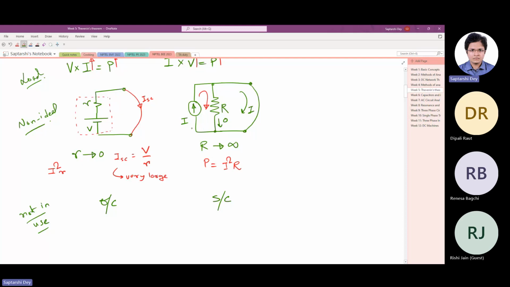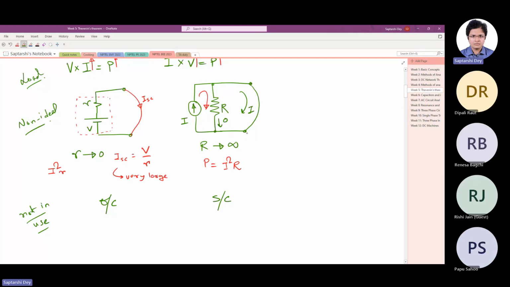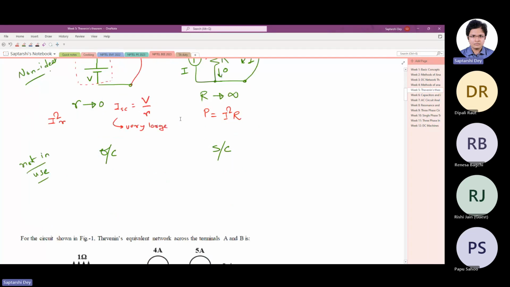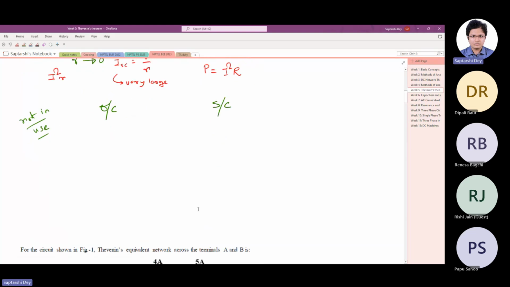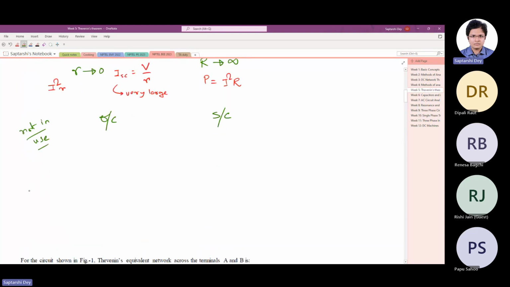And since the current is flowing through a path that has no impedance, the power loss is 0. Similarly, for a voltage source, if you keep it open, there is no current through the voltage source, hence the power is 0. Now we will look at loading of non-ideal current source and voltage source.